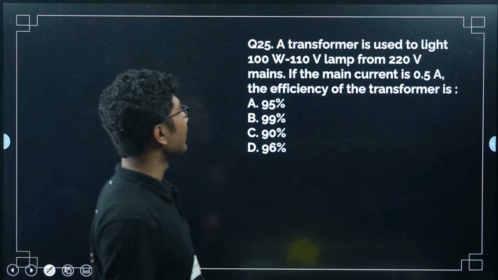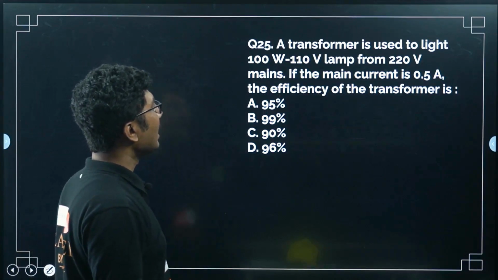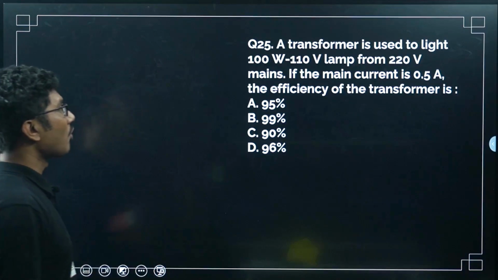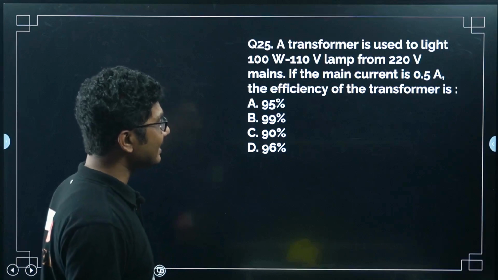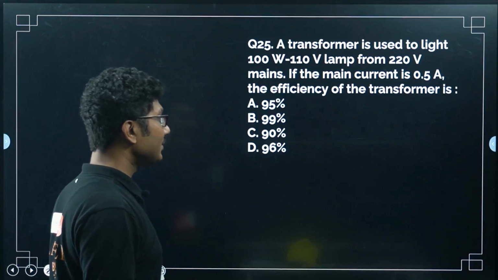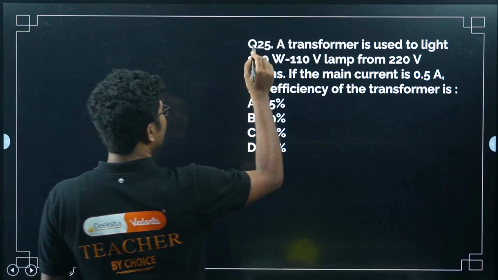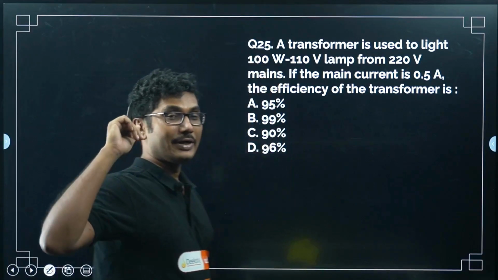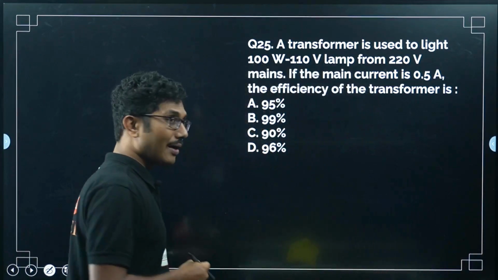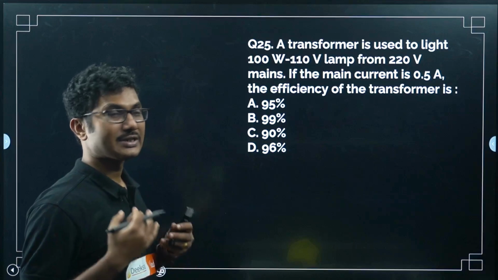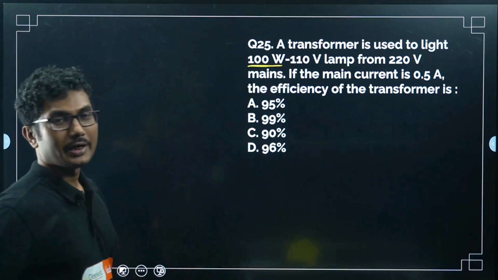Now question number 25. A transformer is used to light a 100 watt, 110 volt lamp from 220 volt mains. If the main current is 0.5 ampere, the efficiency of the transformer is? Very interesting question. Whenever we are calculating efficiencies, we have to start with the power. Always remember, power determines how efficient something is. So what is the power output? Power output is 100 watt.